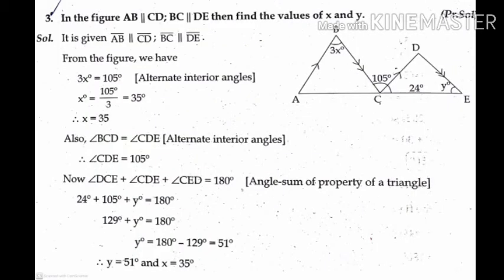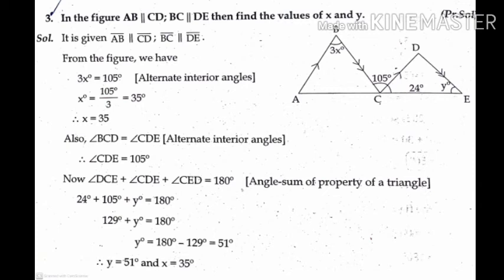Question number 3. In the given figure, AB is parallel to CD, BC is parallel to DE. Then find the value of x and y. Solution. It is given that AB is parallel to CD and BC is parallel to DE. From the figure, we have 3x is equal to 105 degree, since alternate interior angles and BC is the transversal. X degree is equal to 105 degree by 3. After cancellation, we get 35 degree. Therefore, x is equal to 35 degree.